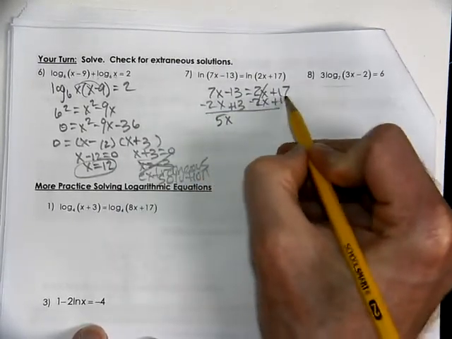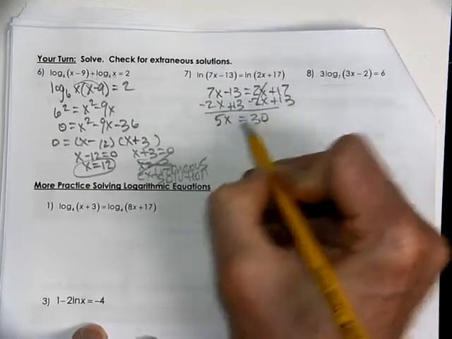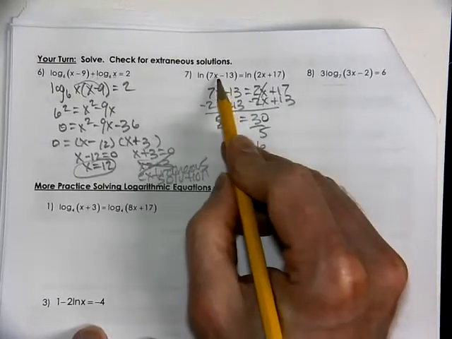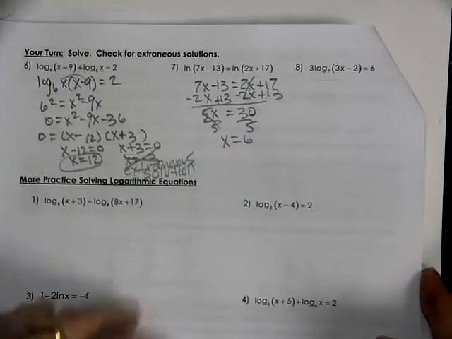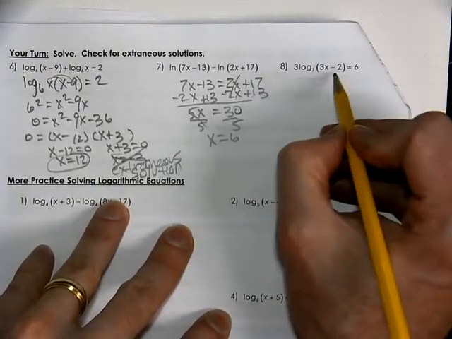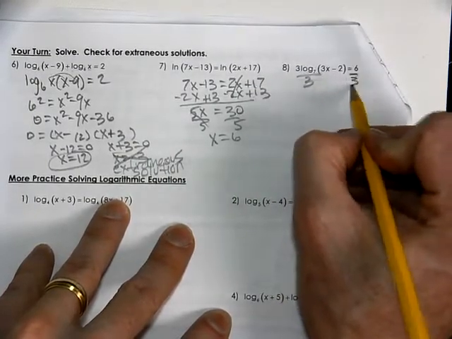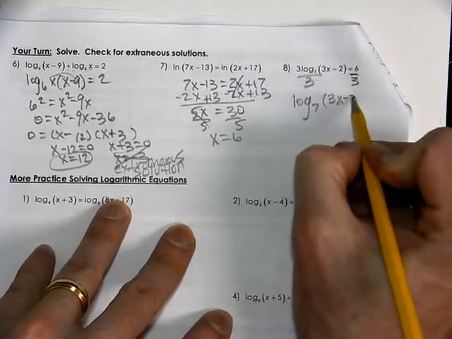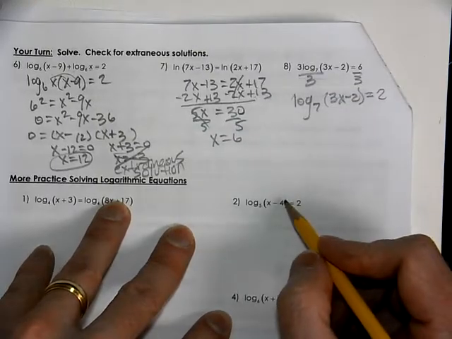So we're just solving our equations. 20 and 10 is 30. When you divide by 5, you get 6, and when we plug 6 in, we get 2 positive results. Then we have our situation when we have a single logarithm. There's nothing to add or subtract, but we can divide by 3. So that's log base 7 of 3x minus 2 equals 6 divided by 3, which is 2.